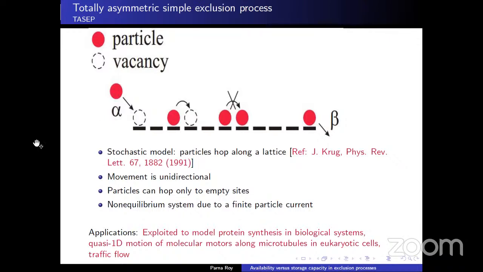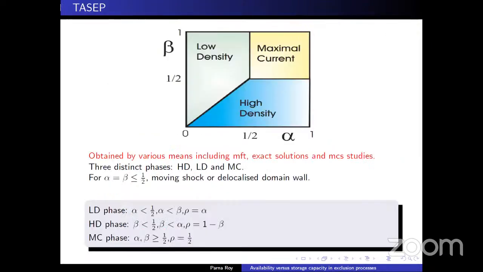Now for an open TASEP, these two rates alpha and beta are constant, so that one may consider the TASEP as being connected to a reservoir with an infinitely large number of particles. TASEP has been exploited to model protein synthesis in biological systems, to describe quasi one-dimensional motion of molecular motors along microtubules in eukaryotic cells, and to describe different traffic flow models.